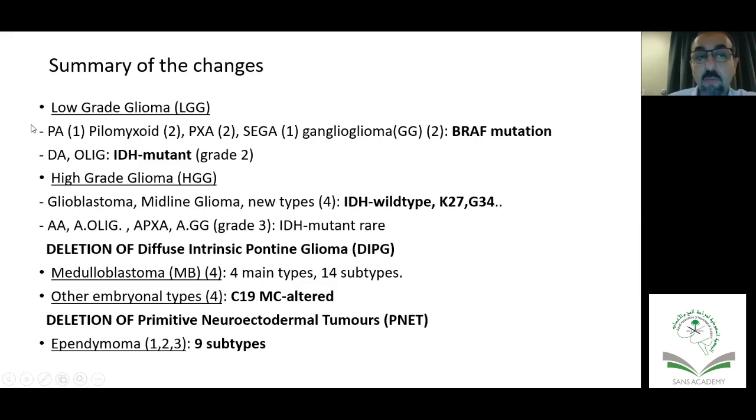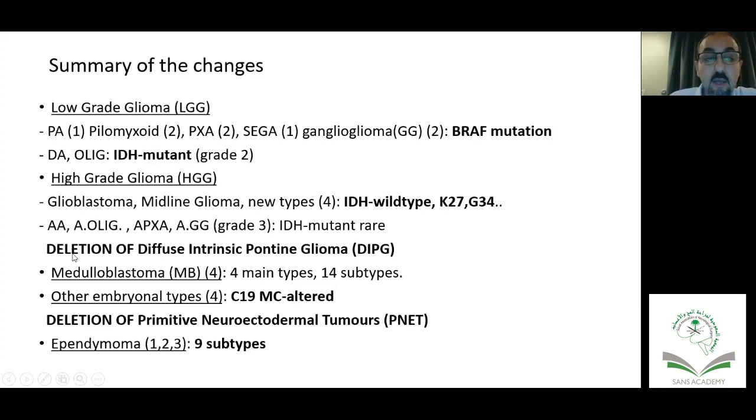Remember, low-grade glioma in children is pilocytic, pilomyxoid, PXA, SEGA, ganglioglioma. Consider that ganglioglioma is actually a mix. It's an astroneuronal tumor, but they found it has molecular aspects similar to the pilocytic astrocytoma. That's why it's been included in the low-grade glioma in children.